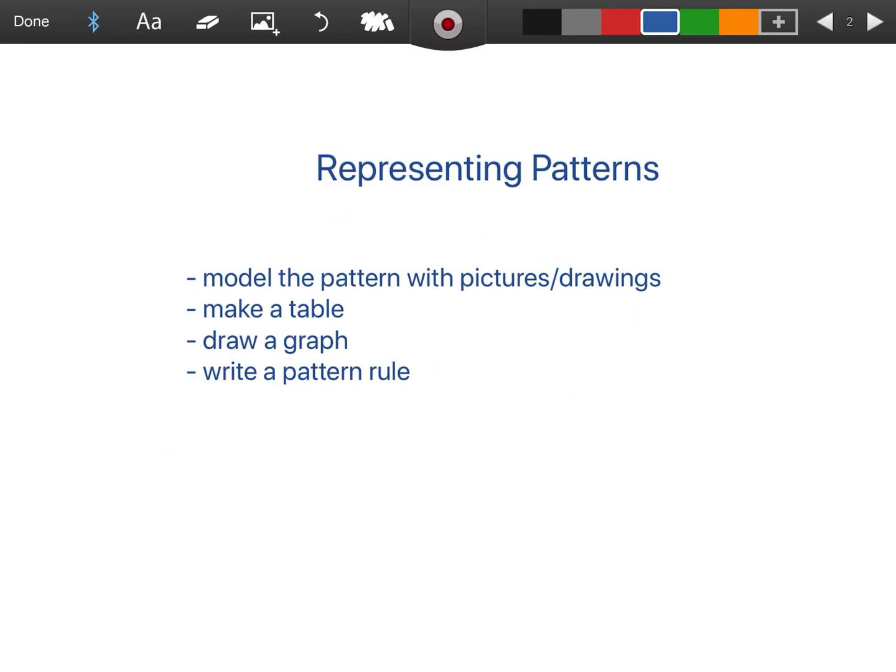Today we're going to be looking at different ways of representing patterns. There are 4 different ways to represent a pattern. We can model a pattern with pictures or drawings. We can make a table. We can draw a graph, or we can write a pattern rule. And we're going to investigate each of these representations today.